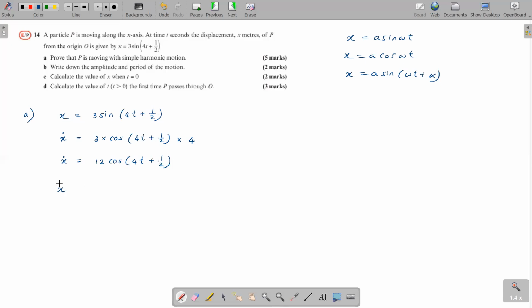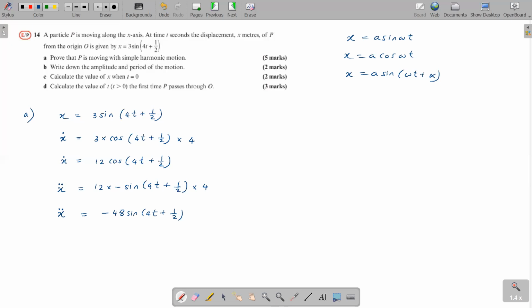Then let's go for x double dot. x double dot is 12 times the differentiation of cos, which is minus sine, of (4t plus half). Again keep differentiating 4t plus half, the differentiation is 4. So x double dot equals, can you simplify, minus 48 sine (4t plus half).